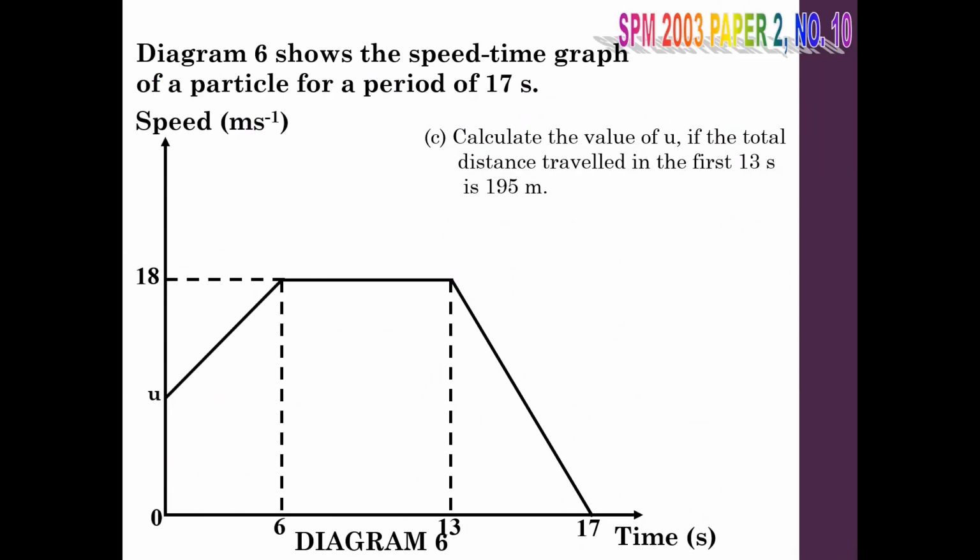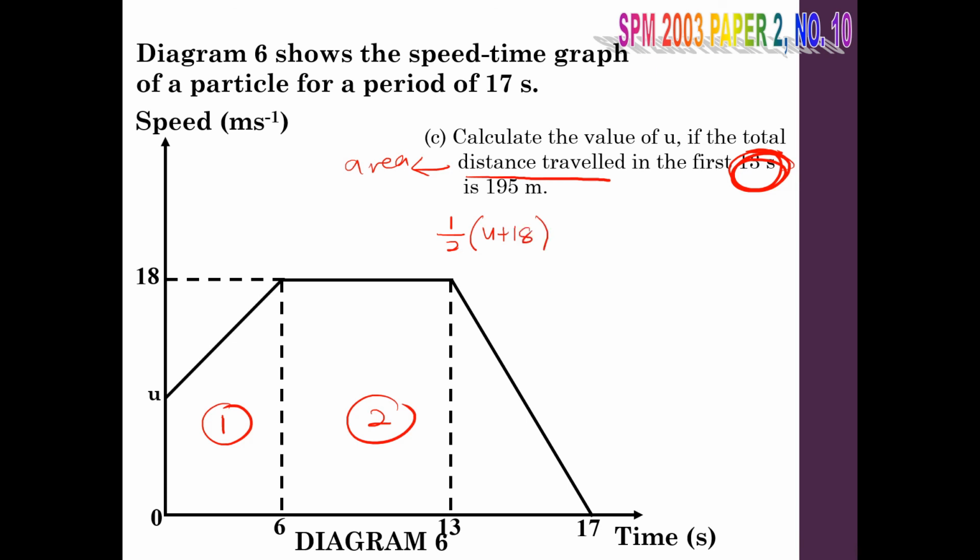And the last, calculate the value of u if the total distance travelled in the first 13 seconds only is 195. So this is our first region, this is our second region. To find the distance, we have to find the area. So to find the area of the whole region, the first one is a trapezium. So the formula will be 1/2 times u plus 18 times the height, which is 6, plus the second region, which is actually a rectangle, 18 times 7, is equal to 195, the total distance.